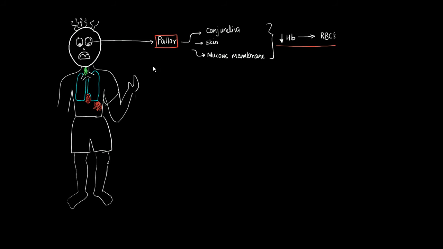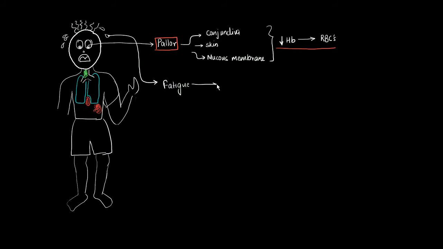The second important presenting feature of any kind of anemia is fatigue. The blood of anemic patients lacks the ability to carry an adequate amount of oxygen to the tissues. Since there is reduced hemoglobin, there is reduction in oxygen to the tissues, and that results in increased fatigue.